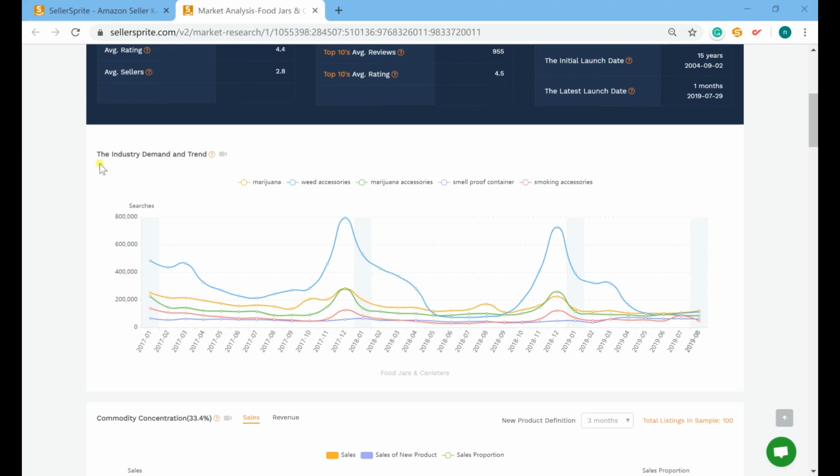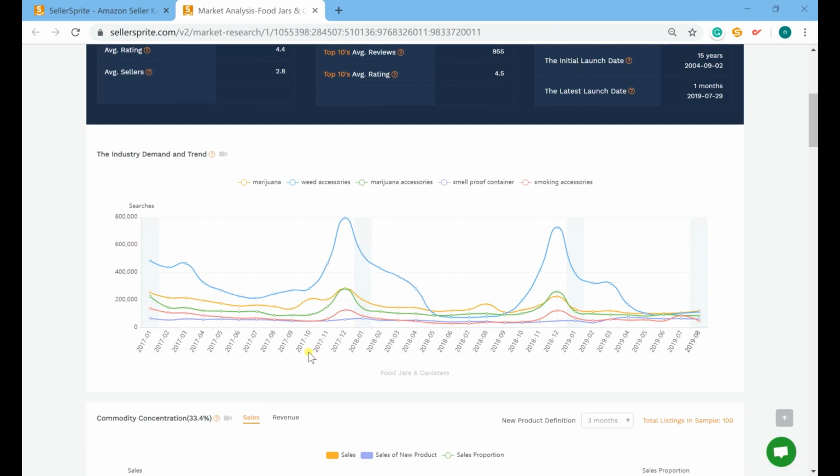First, the industry demand and trend is used to judge market seasonality and demand. We can see that the search volume of the top 5 core traffic driving keywords for this market is between 20,000 to 60,000, except in September and December. The search trends are stable over the 3 years overall.